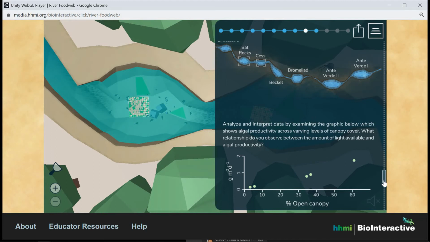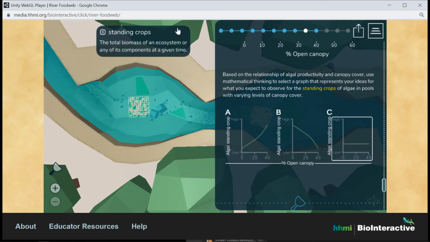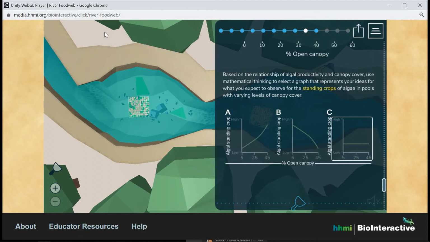So you're going to use that graph to make a prediction about the standing crop of algae. Anything in yellow you can click, and it tells us that the standing crop is the total biomass of an ecosystem or its component. So here we're talking about the total biomass of the algae at a given time. So at any given moment in time, not over a week, how much algae is there?